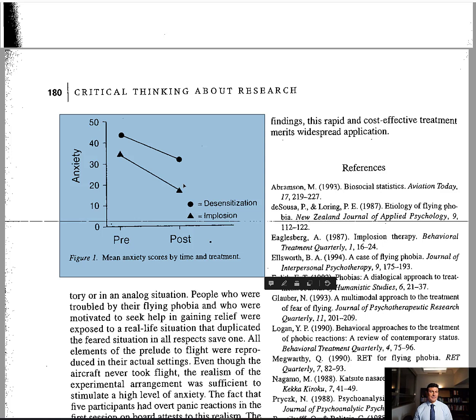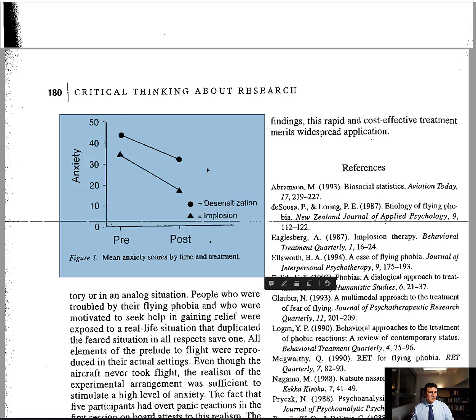So the practice effect of going through it the first time, the second time you just realize, oh, we're not going to take off. I can get on a plane and hear the engines and hear the message. That could be the main reason we have this effect here. Just because they were exposed to the plane before and then exposed again the second time, that could be the reason that everybody went down.